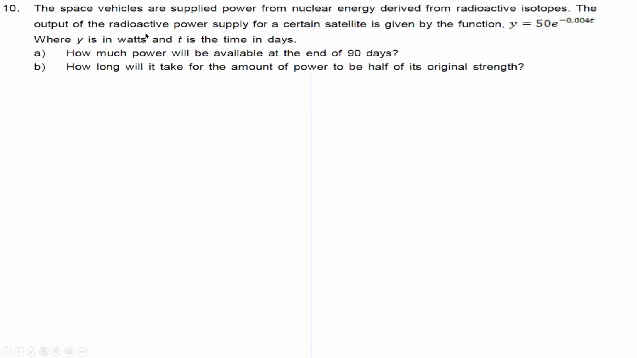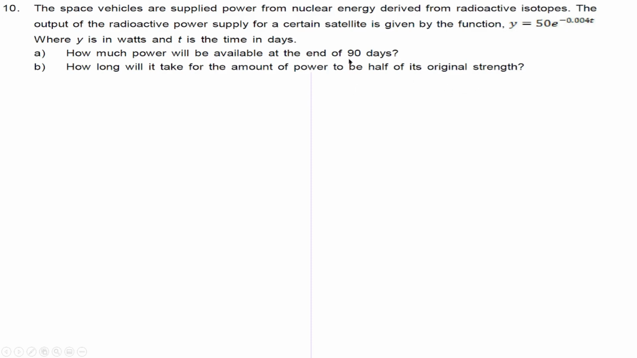Next question. The space vehicles are supplied power from nuclear energy derived from radioactive isotopes. The output of the radioactive power supply for a certain satellite is given by the function y equal to 50 into e raised to minus 0.004t, where y is in watts and t is time in days. First subdivision: how much power will be available at the end of 90 days? And second subdivision: how long will it take for the amount of power to be half of its original strength?